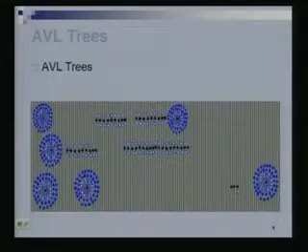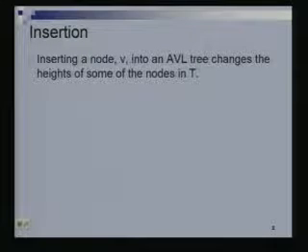So today we are going to continue our discussion on AVL trees. In particular, we are going to look at the insertion and deletion procedure in an AVL tree. So we will begin with insertion. We had started this discussion on insertion in the last class also.